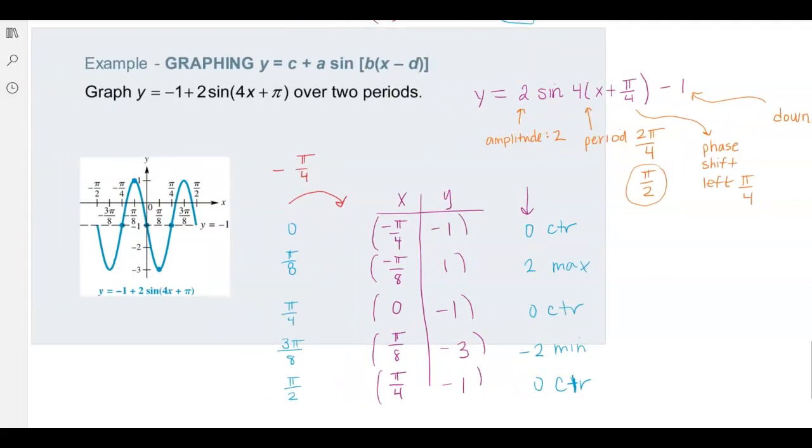And then let's look at our graph. Our first point was -π/4, -1, which is here. Then we had -π/8, 1, which is here. 0, -1, π/8, -3, and π/4, -1. So this gives us one period of the graph. They added another one to the right and another one to the left to get 2 complete periods.